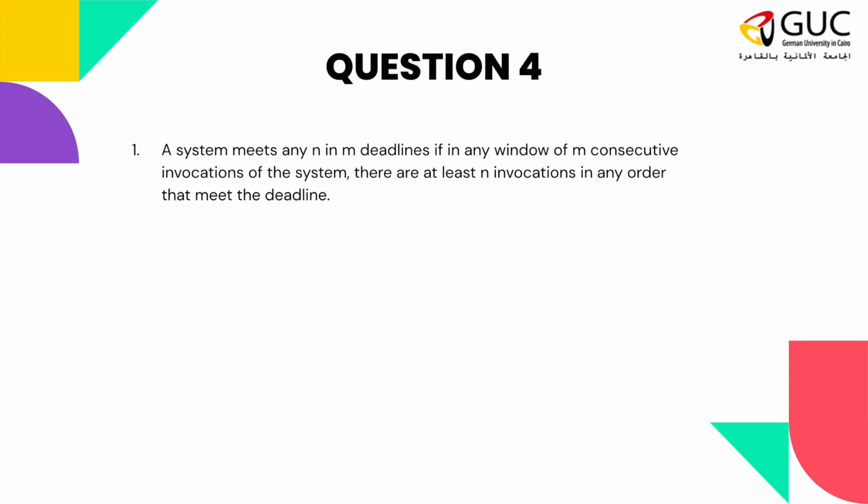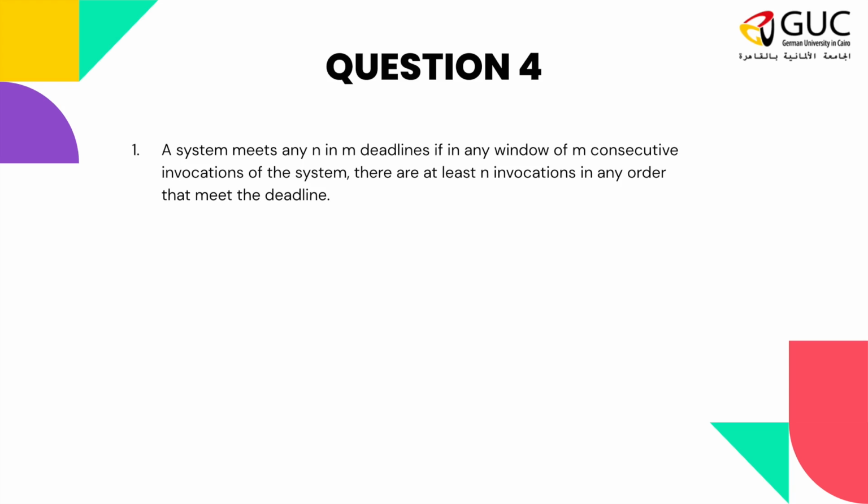So I have a total of m deadlines. And how can I say that I met n out of m deadlines? If in any window of m consecutive invocations of the system, there are at least n invocations in any order. And when we say in any order, do we mean consecutiveness or non-consecutiveness? As you all guessed correctly, we mean non-consecutiveness, because in any order means it is not necessarily consecutive that meet the deadline. So we are here in the meeting category.